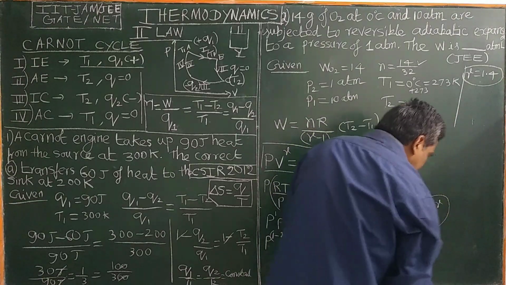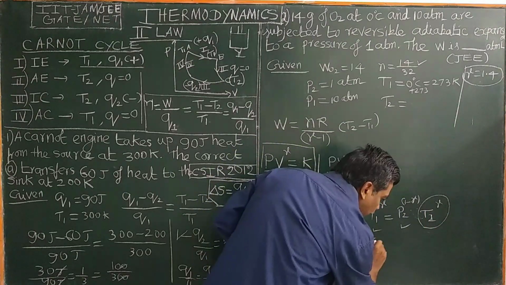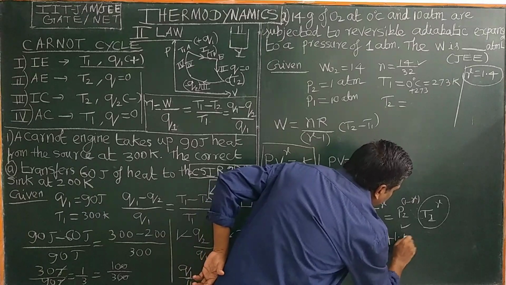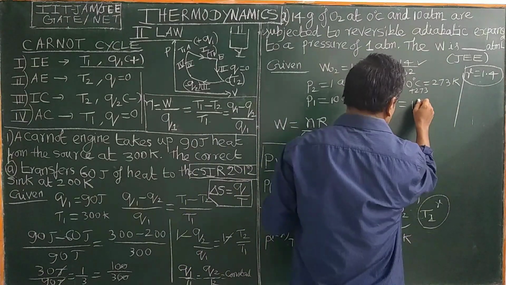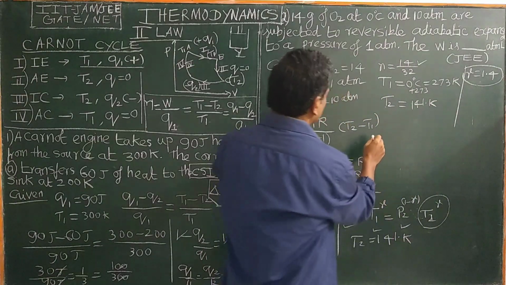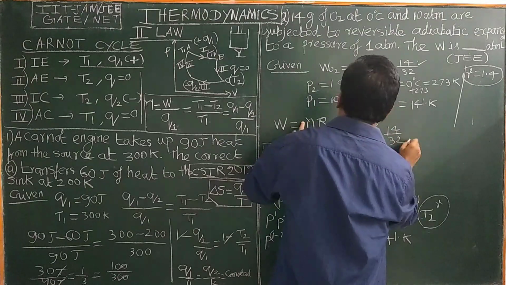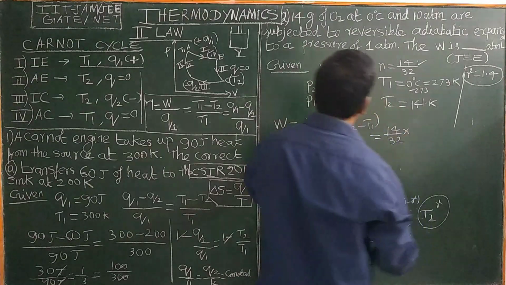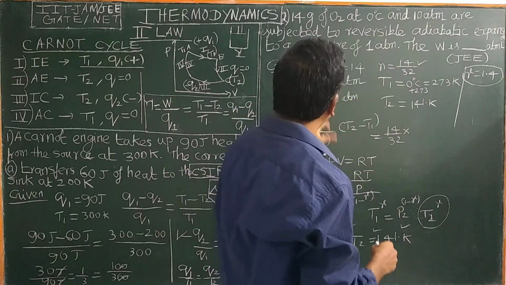If you calculate T2, it will come to 141.1 Kelvin. You see, there is a fall in temperature. Now you have calculated, so you substitute in this expression. n you know, 14 by 32, into R. You always use liter atmosphere, that will be easy.